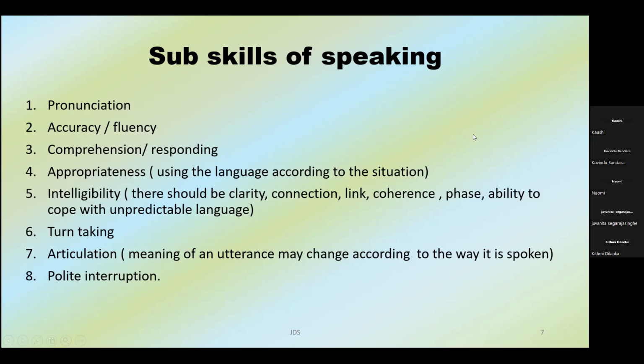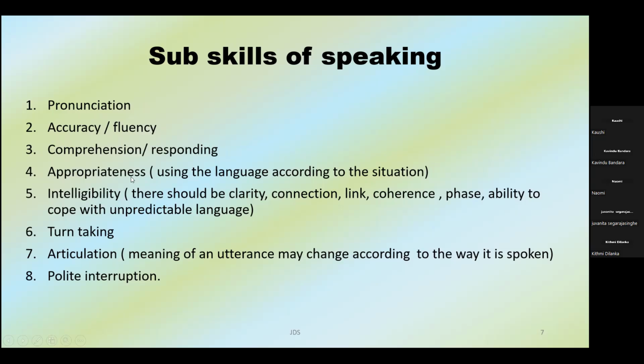Eight, right? So we tend to practice pronunciation or focus more on pronunciation. But remember, it's not wrong to focus more on pronunciation. Definitely pronunciation, articulation, they are needed. But other than that, be aware of the other sub-skills as well. Even those sub-skills need to be addressed.